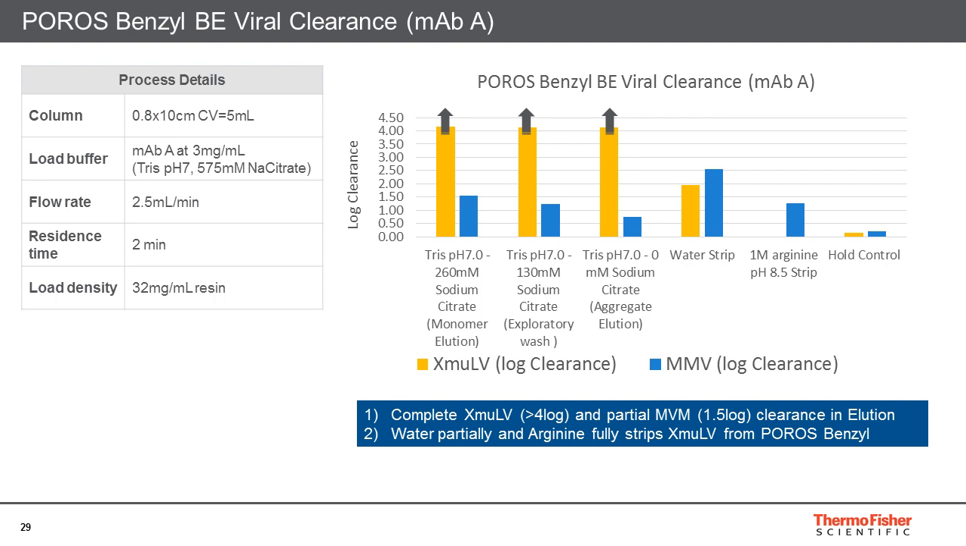So next we looked at this particular process, the benzyl bind and elute process for mAb, in terms of its ability to clear MVM and XMuLV in a viral clearance study. Basically, we saw complete XMuLV clearance and also a partial MVM clearance in the product pool. And interestingly enough, water and the 1 molar arginine strips were able to strip XMuLV from porous benzyl.